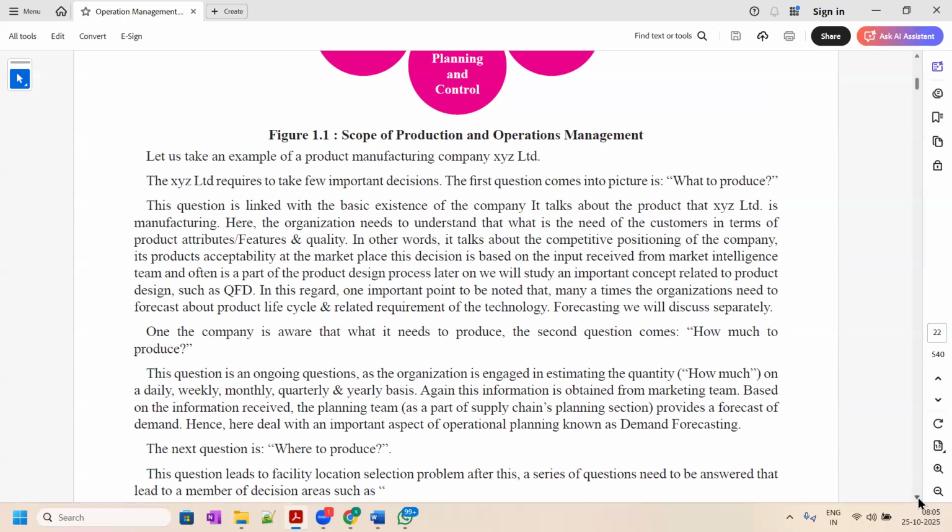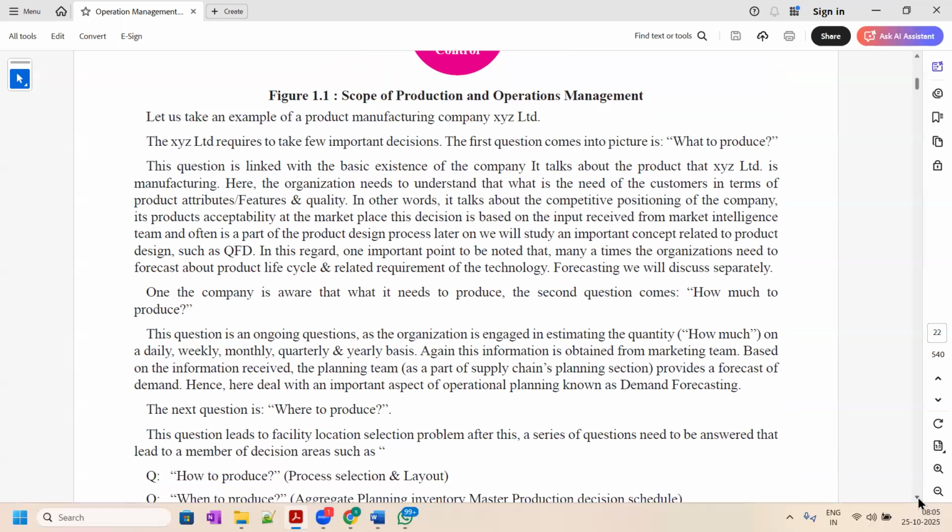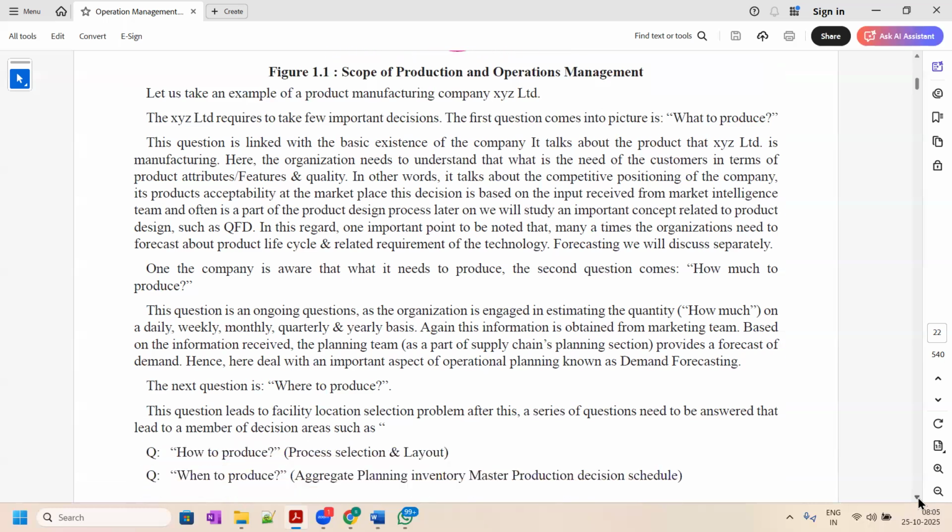The next thing is that once the company has decided what to produce, the next question that should come to the customer's mind is how to produce. Not how to produce, the next question is how much to produce.